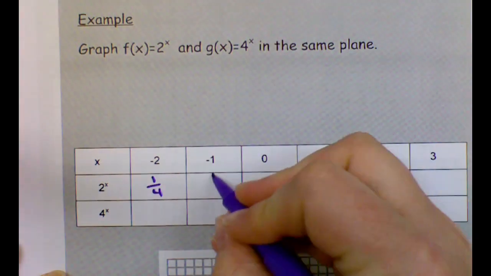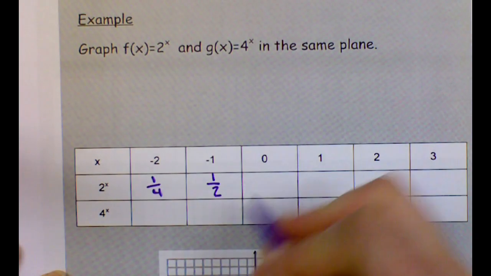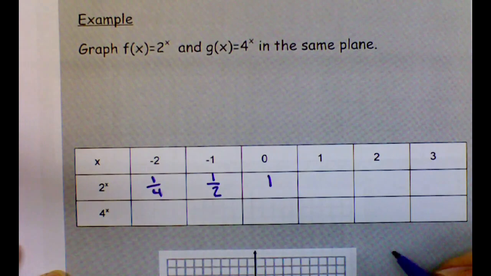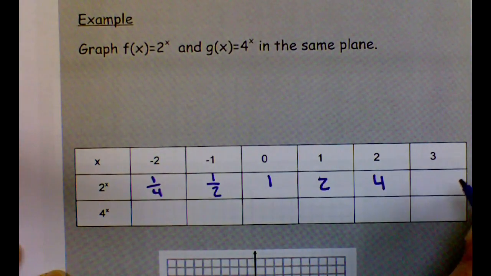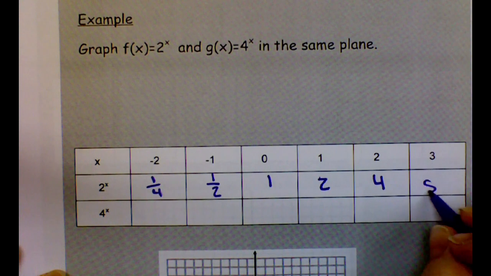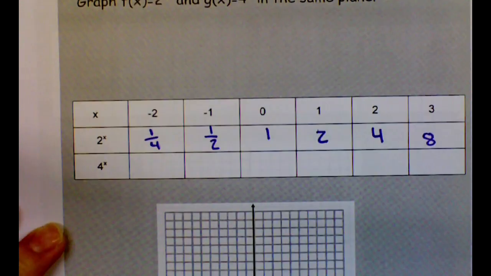2 to the negative first power is 1/2. Anything to the 0 power is 1. 2 to the first power is 2. 2 to the second power is 4. 2 to the third power is 8. So I'm going to graph those real quick.